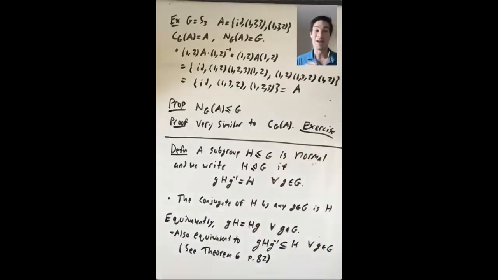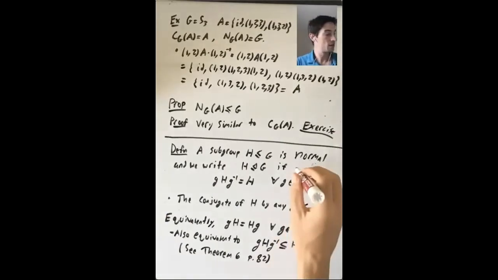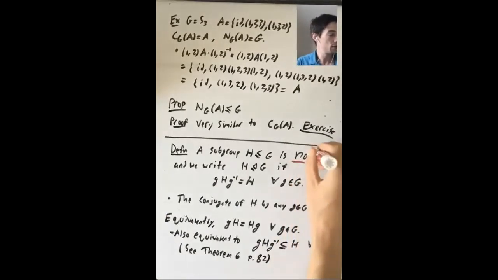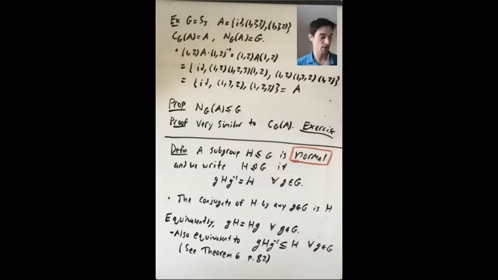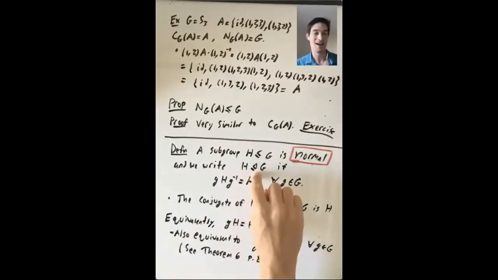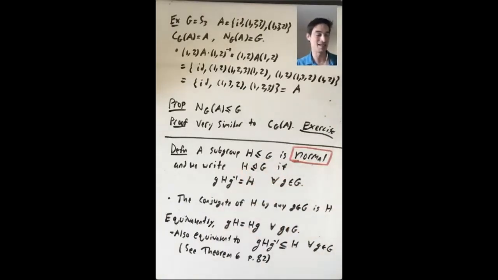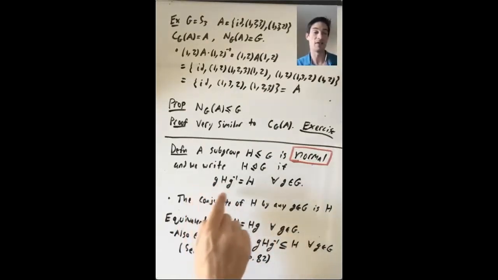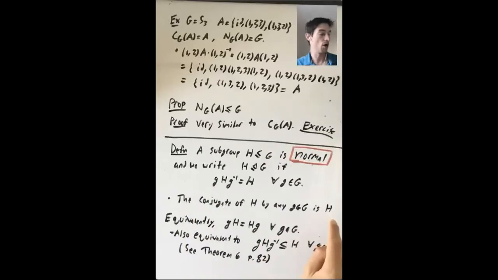All right, so now we get to one of the really big definitions in group theory. A subgroup H is called normal, and we write it with this H triangle with a line under it, if gHg inverse is equal to H for all g in G. So you take the subgroup H, you conjugate by an element g, you look at the set of elements that you get. If you always get back H, then your subgroup is normal.